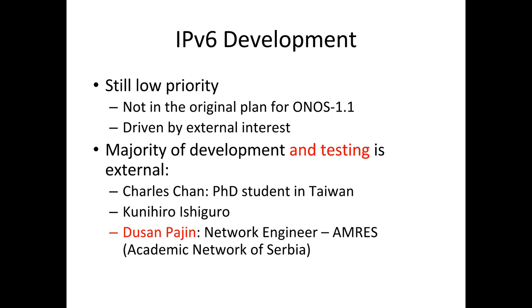One interesting thing which happened this sprint was there was a new external participant, Dusan, from the academic network of Serbia, who is a network engineer. He just started testing IPv6. He found some bugs, and, very unusual for a network engineer who claims he is not a developer, they're actually not very bad fixes.